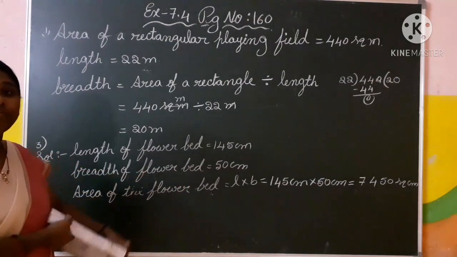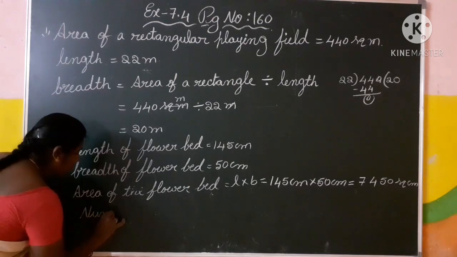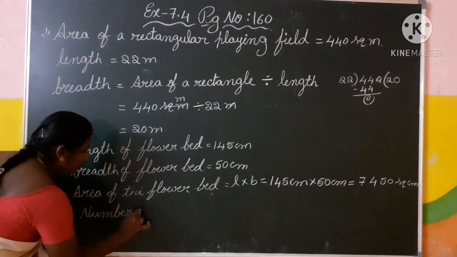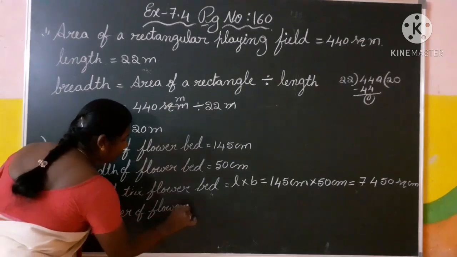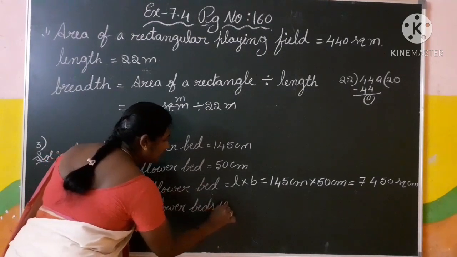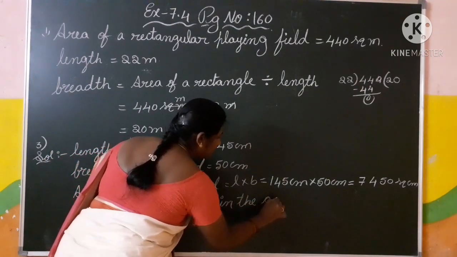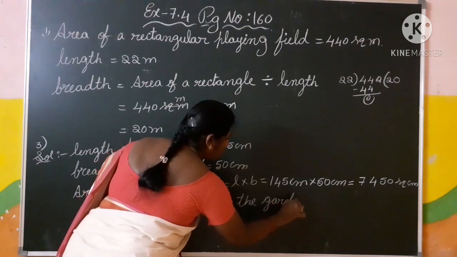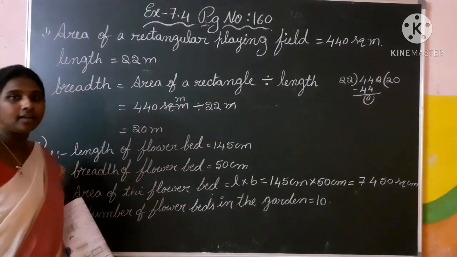So how many flower beds are there? 10. Number of flower beds in the garden. So how many flower beds are there in the garden? 10 flower beds are there in the garden.